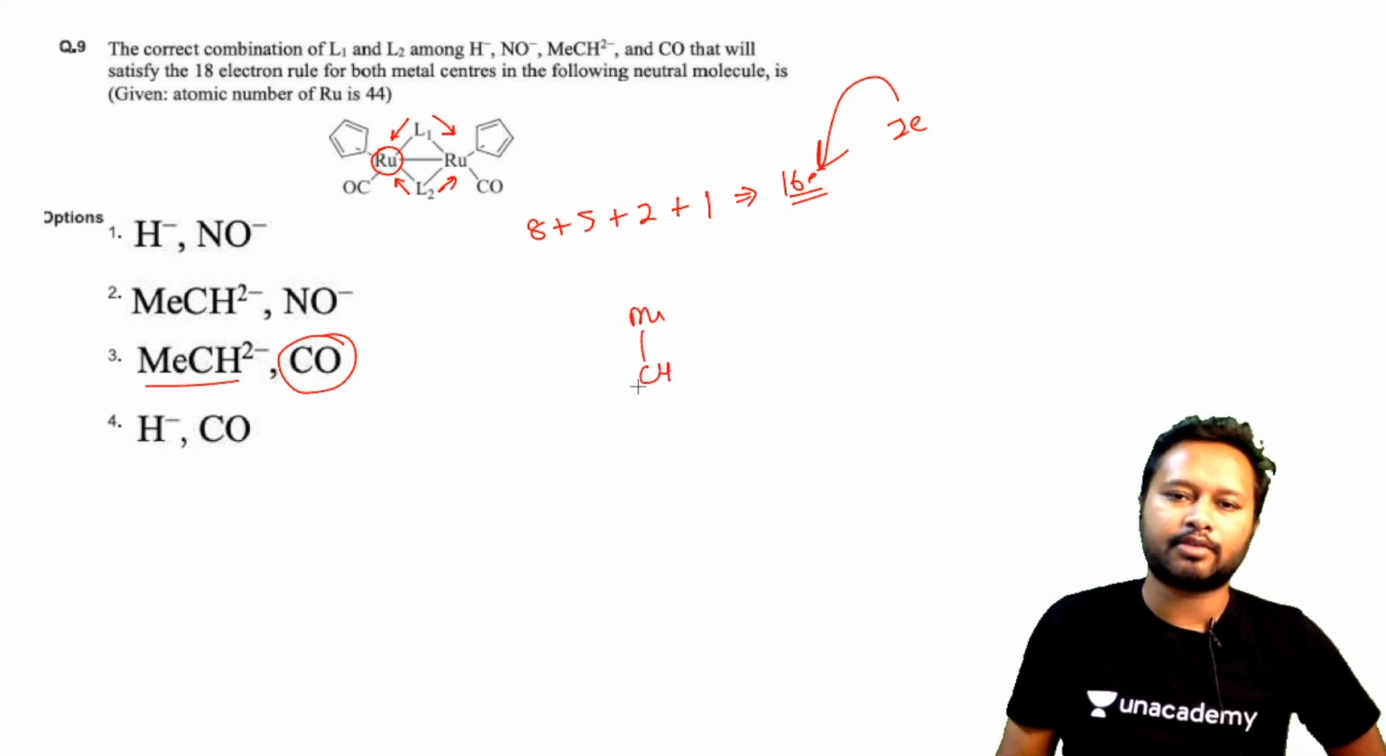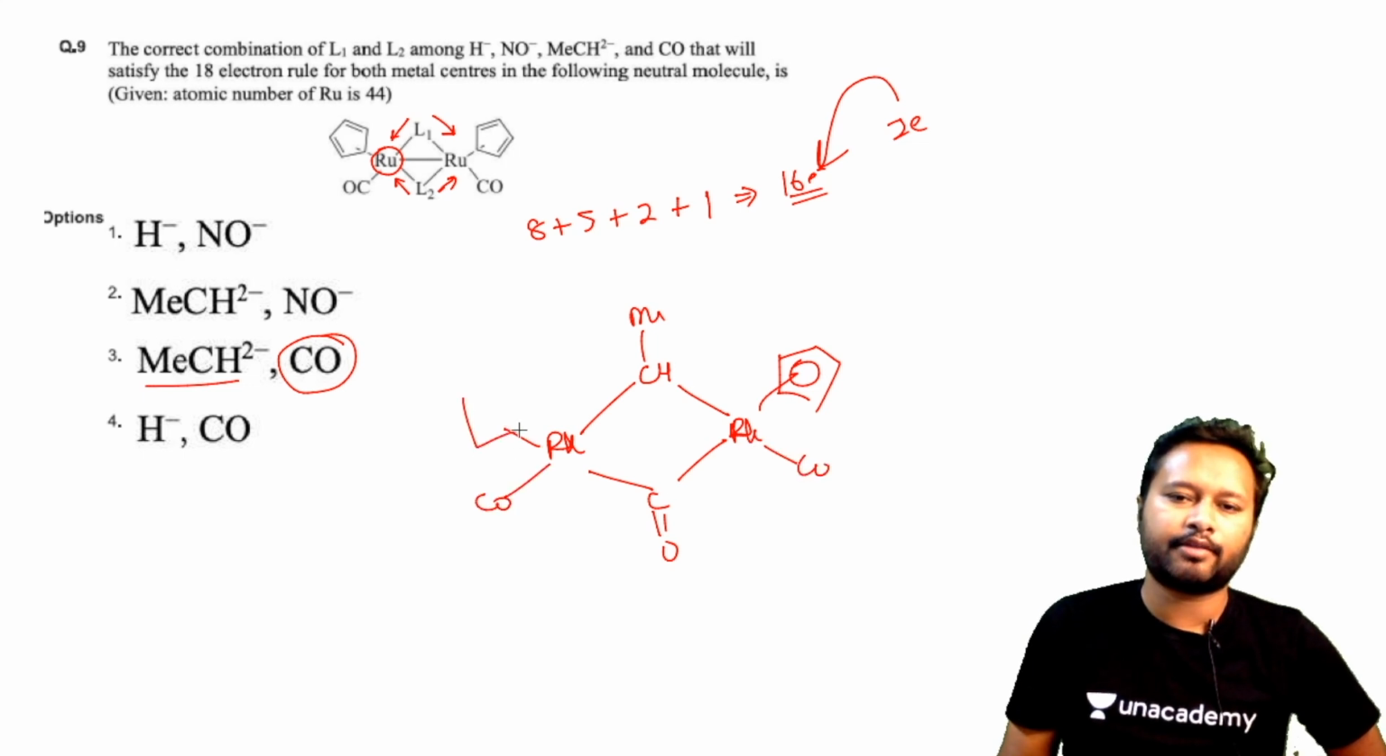How does MeCH2 look like? So this is MeCH2. It will bind to both these ruthenium something like this, and CO will bind something like this. The rest of the complex will be something like this. So that's the final product which you are going to get after substitution of the ligand. Answer will be option number 3.